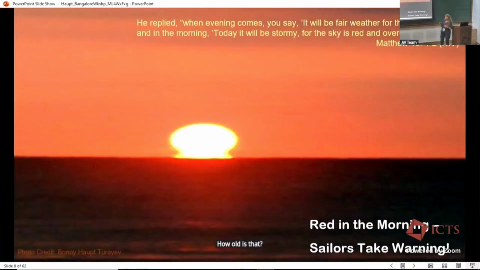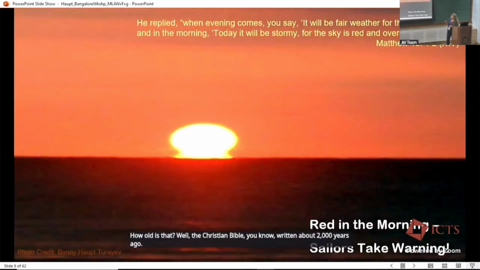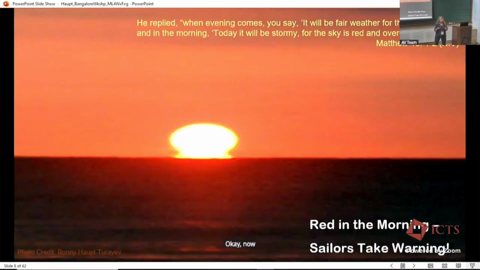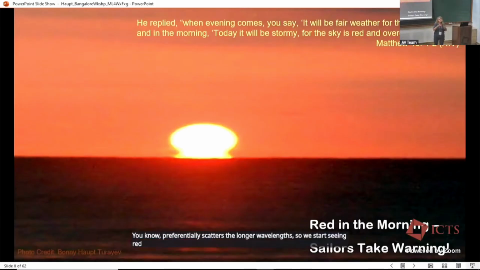Well, the Christian Bible, written about 2,000 years ago, has this: he replied, when evening comes, you say it'll be fair weather, for the sky is red, and in the morning, today it'll be stormy, for the sky is red and overcast. Okay, nowadays, we understand some of the rationale for that. Mie scattering preferentially scatters the longer wavelengths, so we start seeing red skies. So it depends whether that weather system is approaching or leaving.